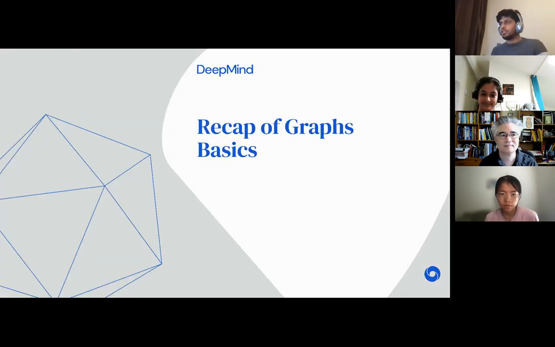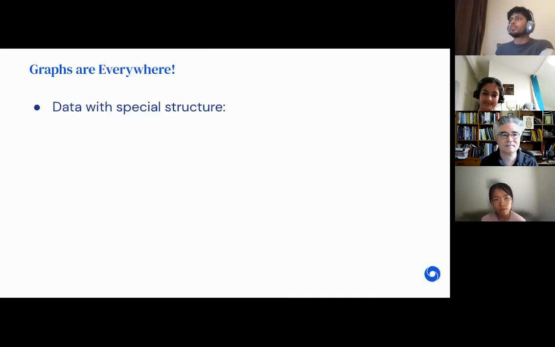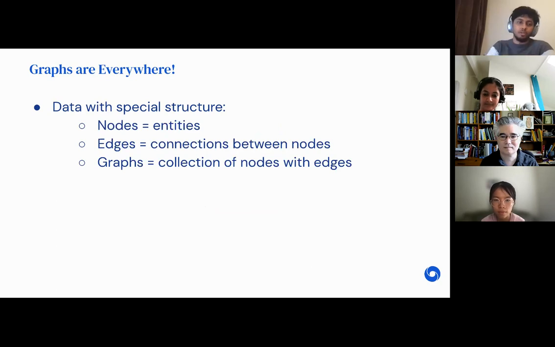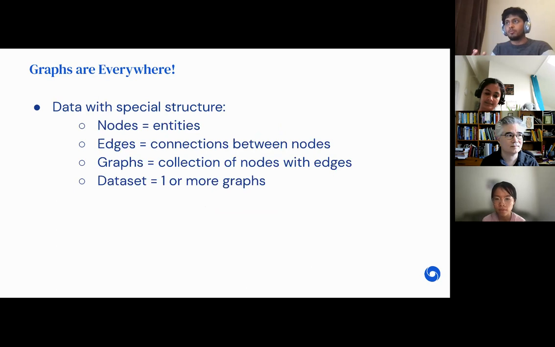Cool. So let's just start with the basics, just to make sure we're all on the same page. So we're interested in data with some special structure. The nodes are usually the entities that we're most interested in. The edges are connections between the different nodes, and a graph is just a collection of nodes and their associated edges. And a graph can have features or attributes at each of these different levels, so at node level, edge level, or graph level. And a data set is just comprised of one or more disjoint graphs.